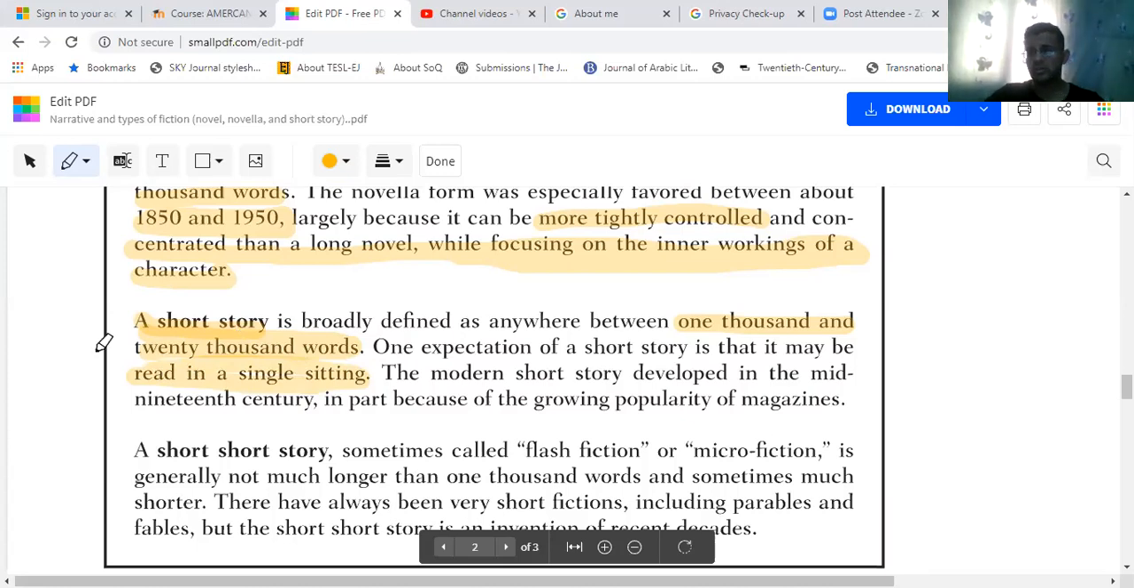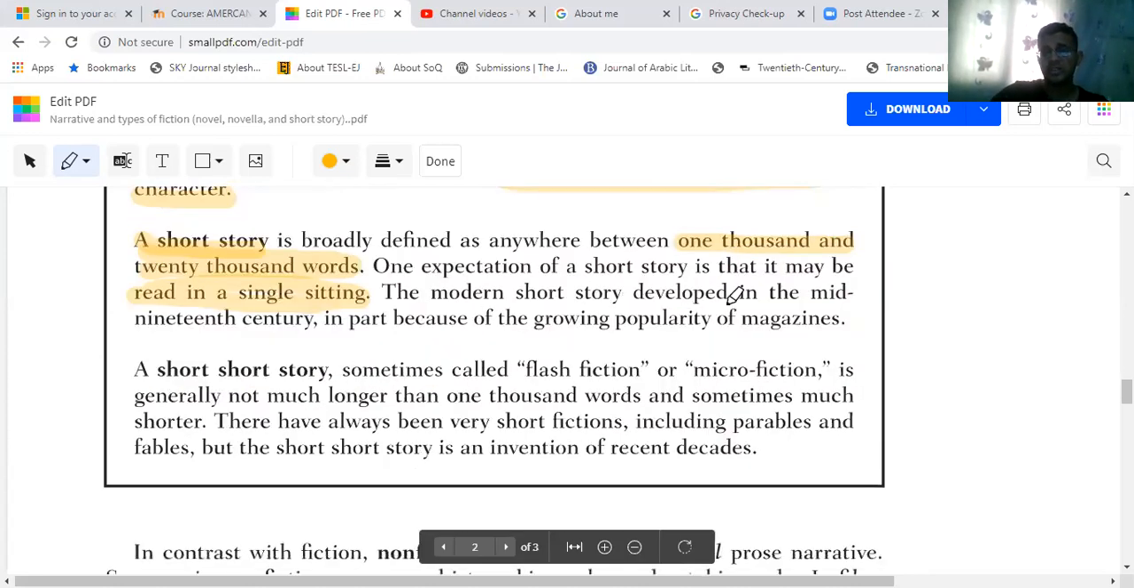But when you read a short story, you can finish it in just 1 day. I mean, some people finish a novel in 1 day, but it depends. Generally speaking, a short story you can finish in 1 day. A novella or novel may take 2 or 3 days or maybe more.